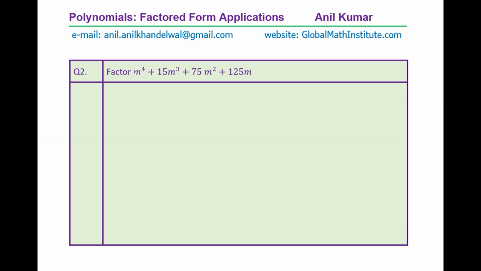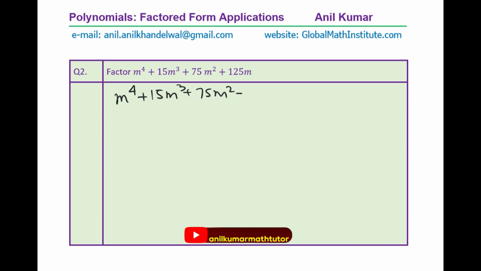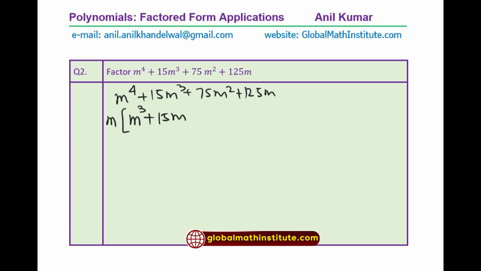Factor m to the power of 4 plus 15m cubed plus 75m squared plus 125m. You can pause the video and then answer this question. We have m to the power of 4 plus 15m cubed plus 75m squared plus 125m. So clearly m can be taken as common. So let's write that down. m times m cubed plus 15m squared plus 75m plus 125.